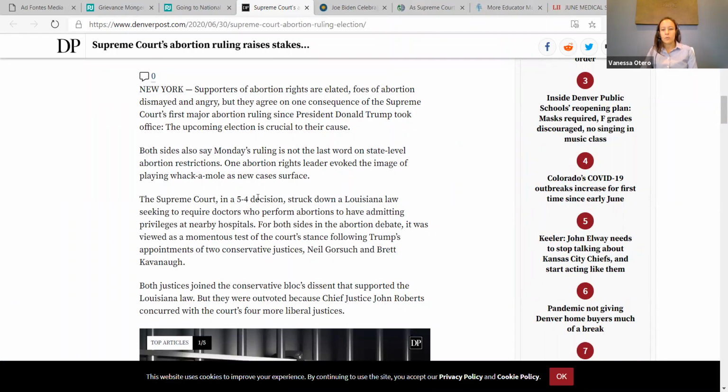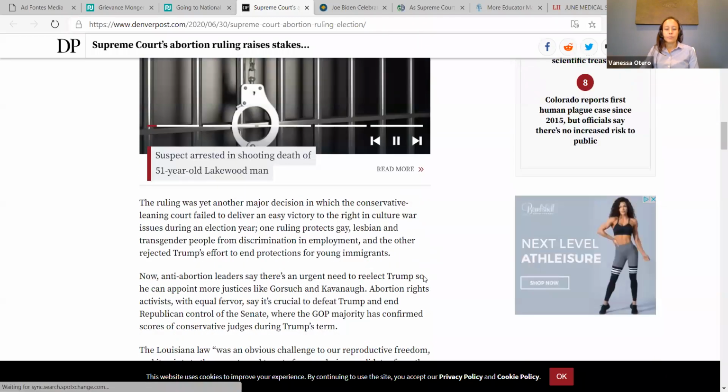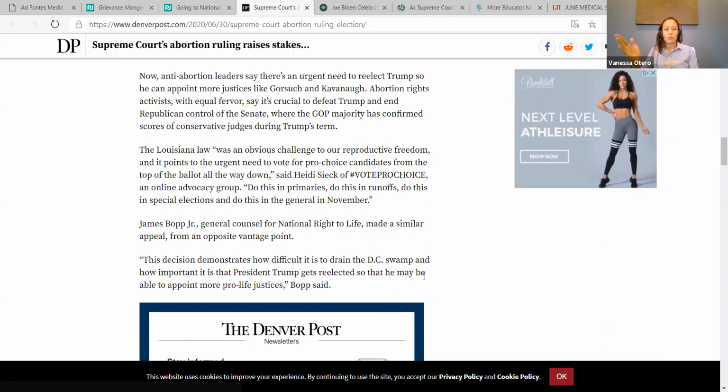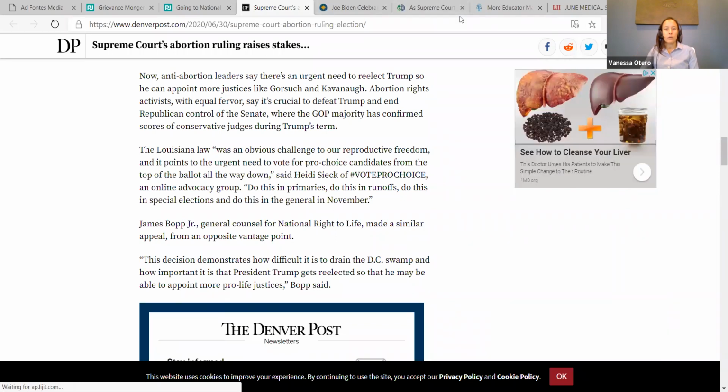Third paragraph, the Supreme Court in a 5-4 decision struck down a Louisiana law seeking to require doctors who perform abortions to have admitting privileges at nearby hospitals. For both sides in the abortion debate, it was viewed as a momentous test of the court's stance following Trump's appointment of two conservative justices, Neil Gorsuch and Brett Kavanaugh. So this has more facts. It has things that you look for, like quotes from proponents and opponents, and it would look a lot more like your what happened document if you were to create something like that.